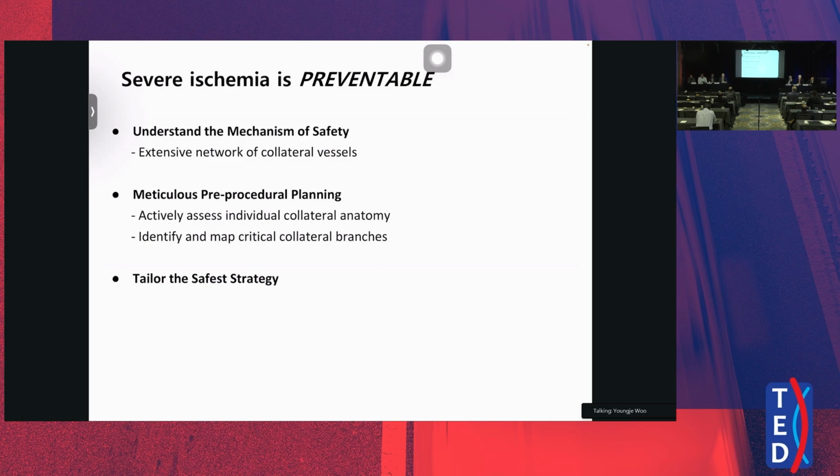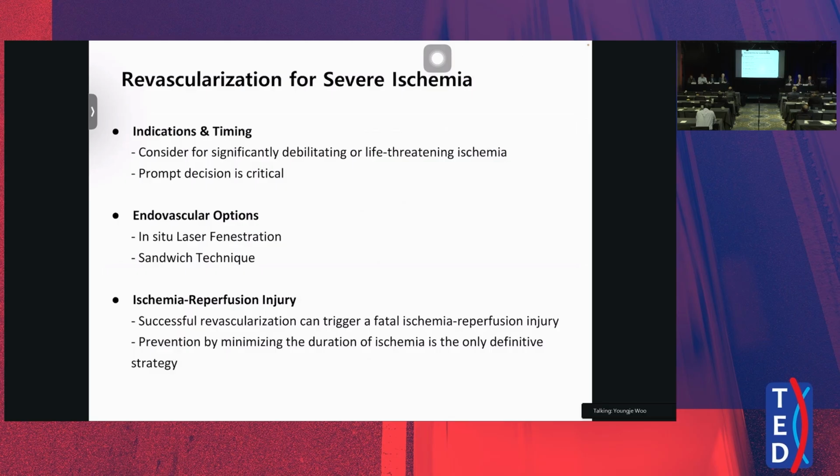So my point is, severe ischemia should not be left to chance. We must understand the mechanism of pelvic perfusion and actively assess each patient's collateral anatomy during our pre-procedure planning. And if severe ischemia still occurs, prompt revascularization is critical. Whether by open bypass or endovascular technique, intervention must be immediate. Delaying the treatment dramatically increases the risk of fatal ischemia reperfusion injury. So if signs of severe ischemia appear, we should evaluate swiftly.